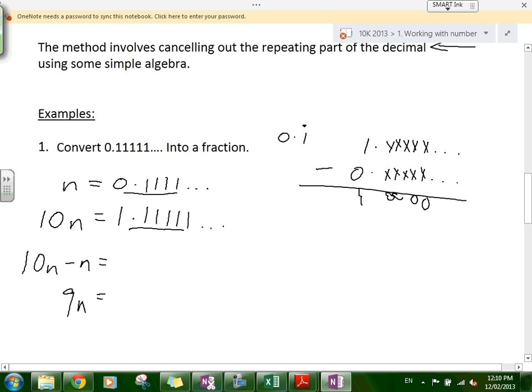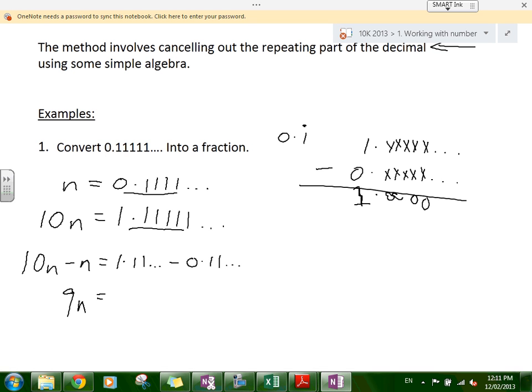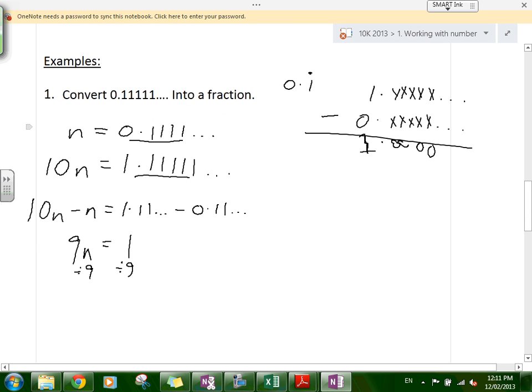So what this is, 10n minus n, is 1.11 minus 0.1, which I've done here. So the repeating part of the ones cancels out, and I'm just left with a numeral 1, which is 1. How do I get n on its own here? Divided by 9. So if I divide both sides by 9, what do I get? I get n on this side equals 1 over 9.